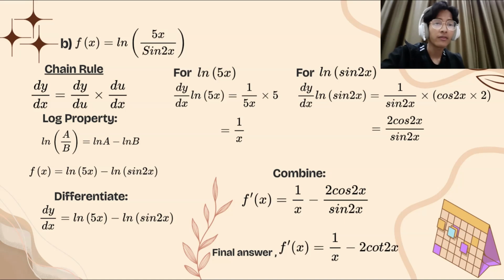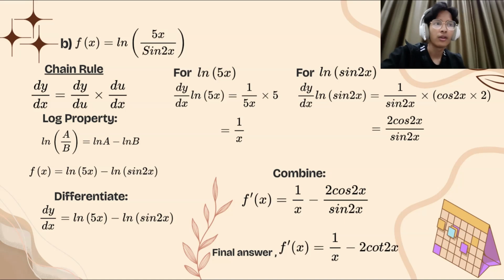So we're going to differentiate both of them. For ln 5x, we differentiate ln and get 1 over 5x, and then we differentiate 5x, which is just 5, and then we can simplify both terms, and we get 1 over x.